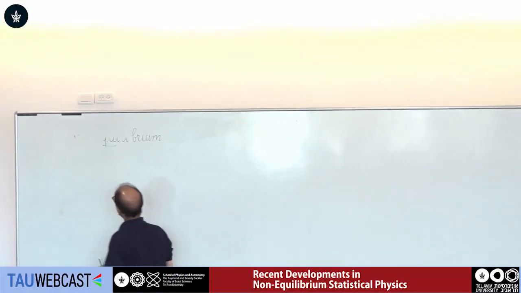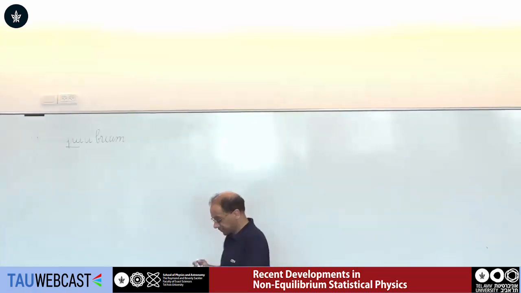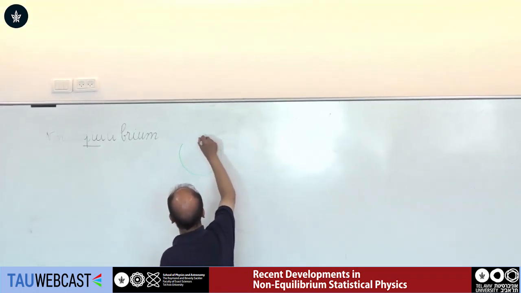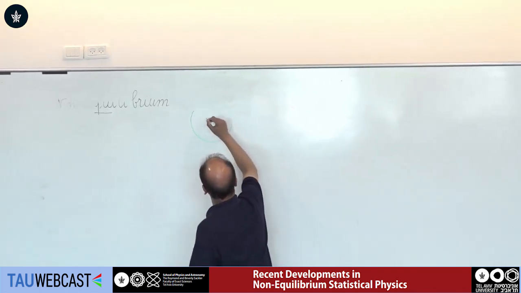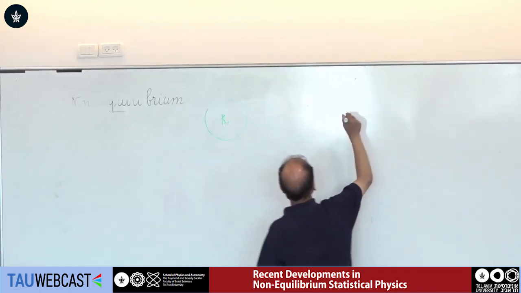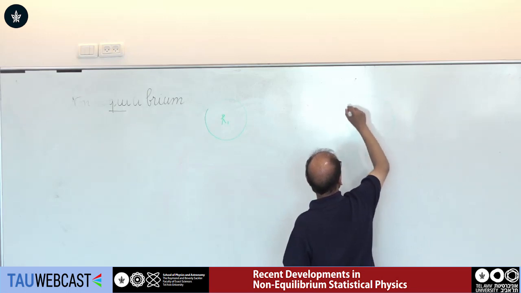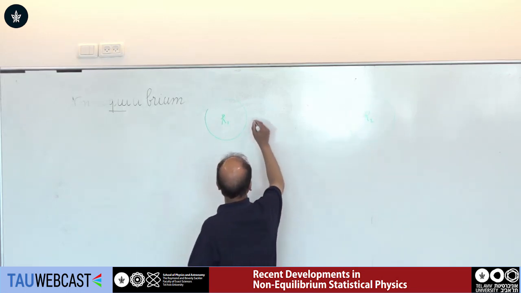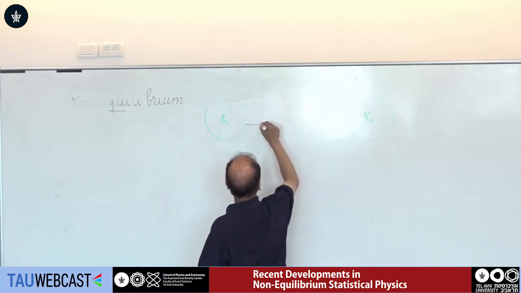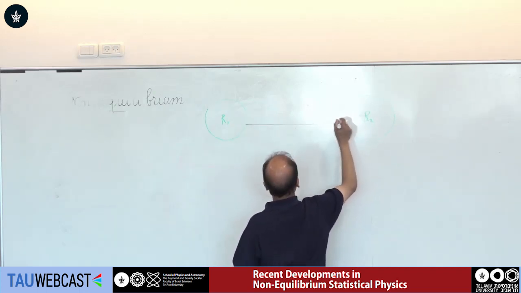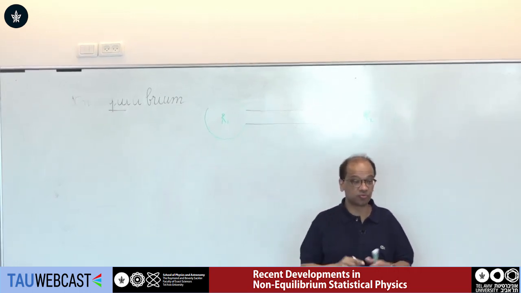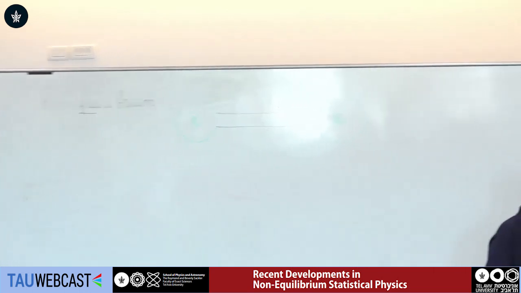The general picture is just a rod connected to 2 reservoirs. Reservoir 1, reservoir 2. And you have some conducting rod which is connecting both of them. I draw it in 1 dimension, but it could be a 2-dimensional slab, it could be a 3-dimensional solid, whatever.